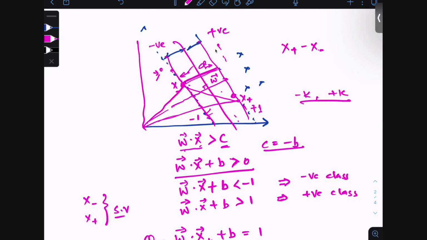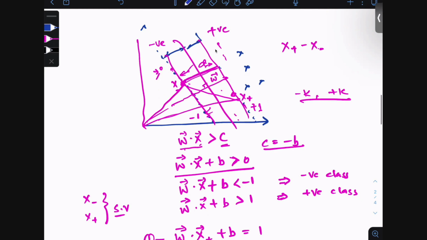Let me make you understand one more time with a different color. So this was my negative support vector. This was my positive support vector. Correct? Now, if I have to get the distance d, the width of the road, what will I do? I will take x plus minus x minus, both vectors, and then I will do a dot product with w, right?